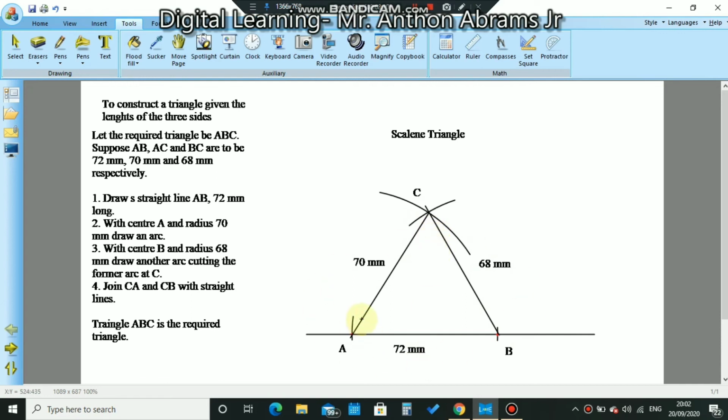I'm gonna upload your exercise to the Google Classroom. Today we're not only looking at the construction of scalene triangles, but we're also going to look at constructing a triangle with given two sides and the included angle. So stay tuned for the upcoming construction and we'll move ahead.